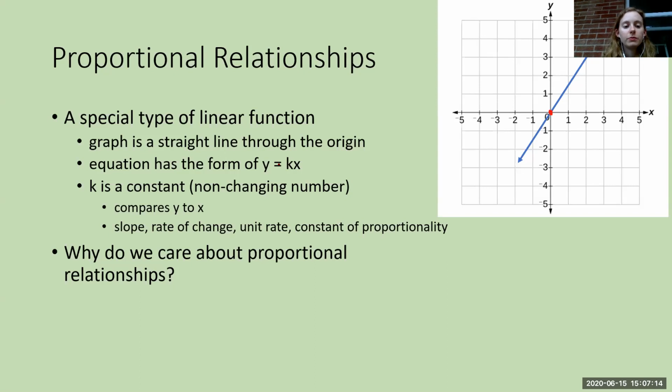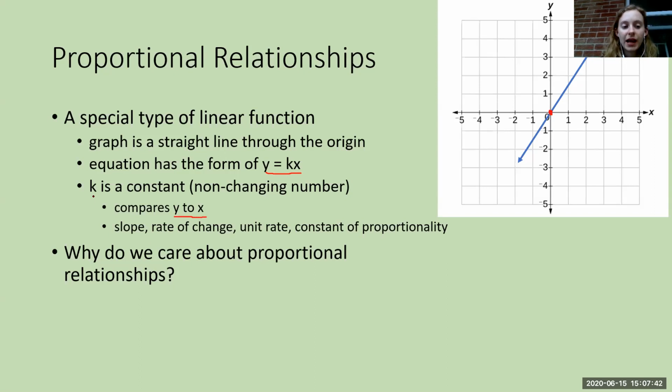And so these proportional relationships, their equations have the form y equals kx. Now k is a constant, which just means it's a number. It's some number specific to the equation. And it compares y to x.